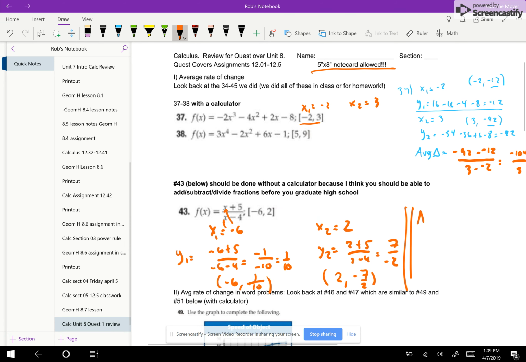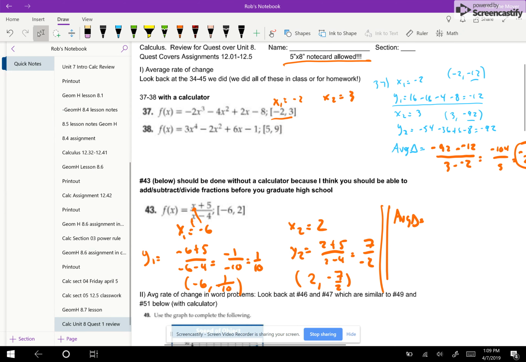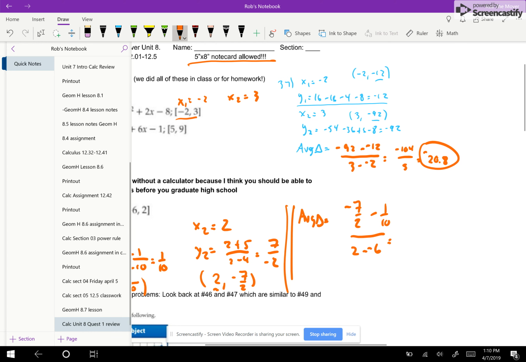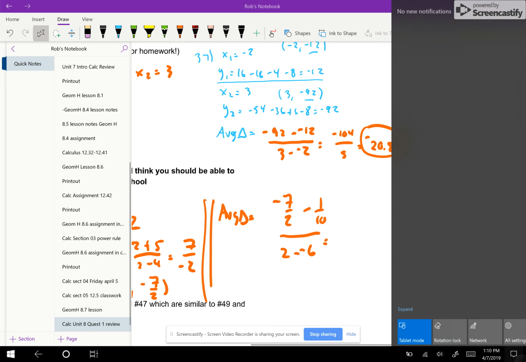My slope, or my average rate of change, right, is subtract my y values. So negative 7 halves. Make sure you're doing it in the same order. So if I take this y minus this y, I've got to take this x minus this x. So 2 minus negative 6. Okay, what do I get there?